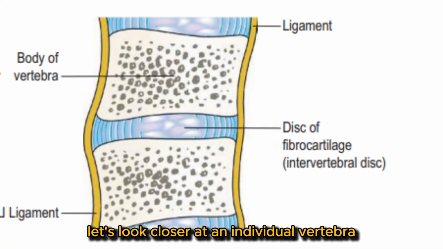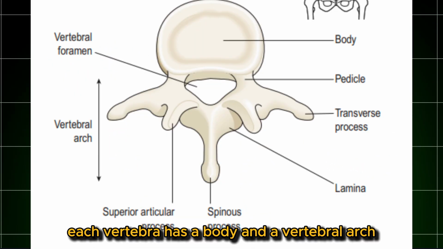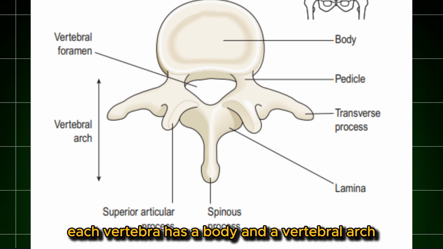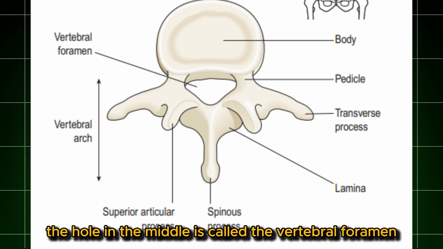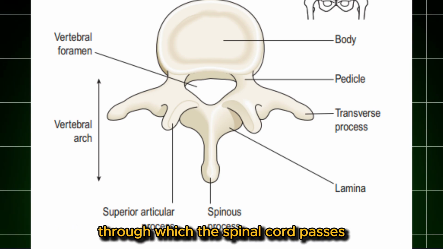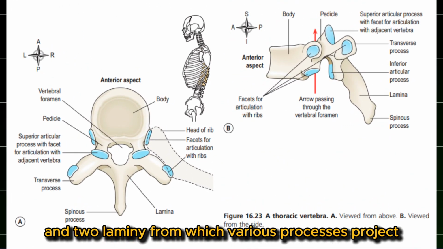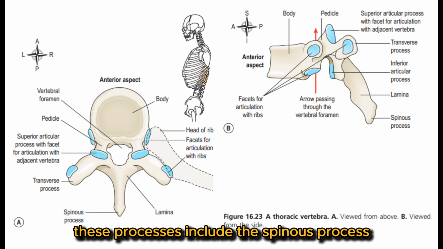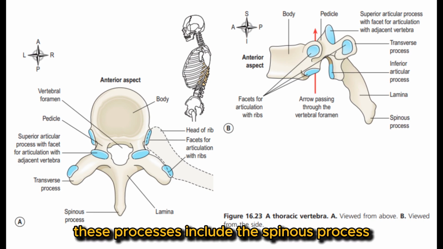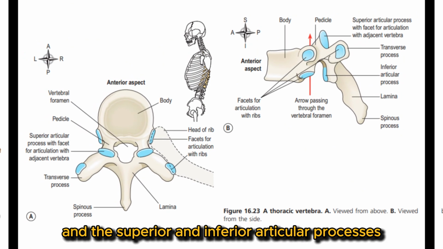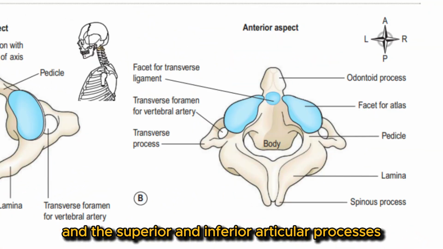Let's look closer at an individual vertebra. Each vertebra has a body and a vertebral arch. The hole in the middle is called the vertebral foramen, through which the spinal cord passes. The vertebral arch is made of 2 pedicles and 2 laminae, from which various processes project. These processes include the spinous process, 2 transverse processes, and the superior and inferior articular processes.